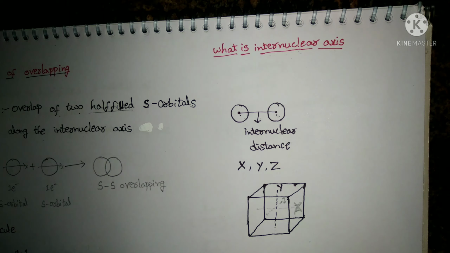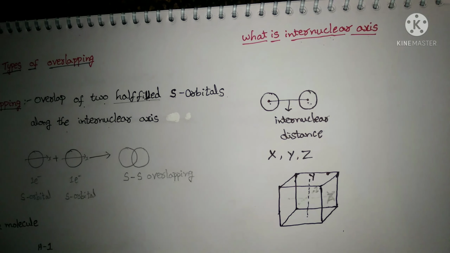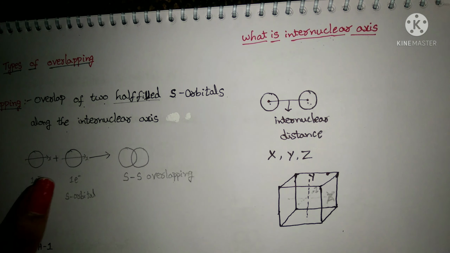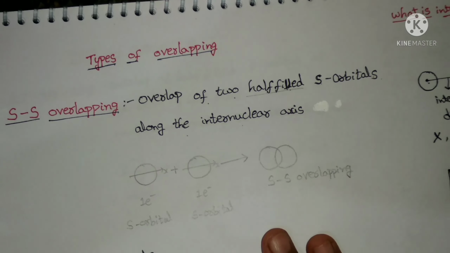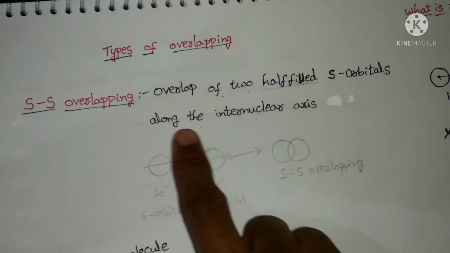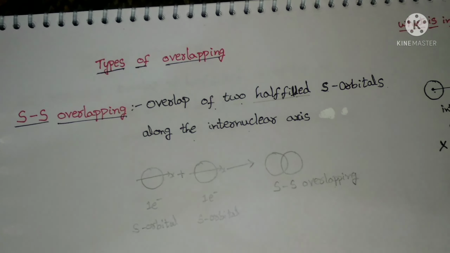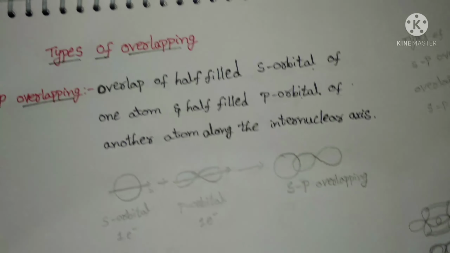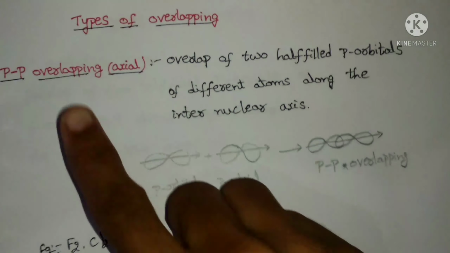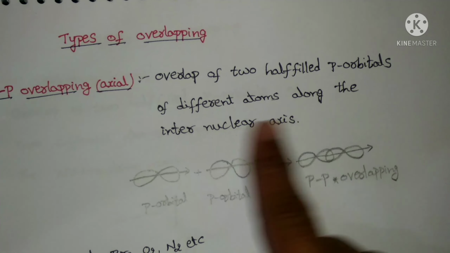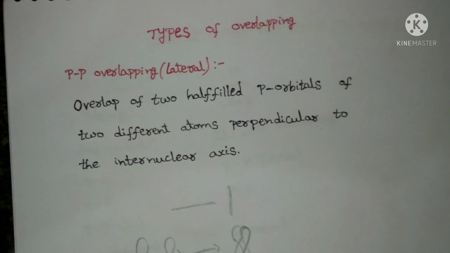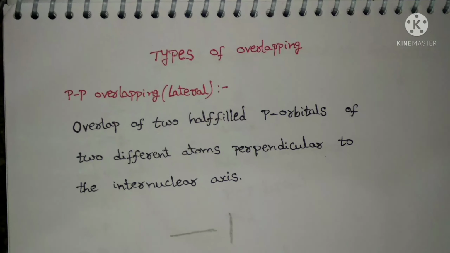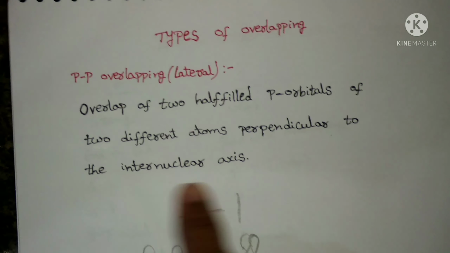In previous videos we explained a few topics: s-s overlapping, s-p overlapping, p-p axial overlapping, and p-p lateral overlapping. Now see here, in s-s overlapping, I have mentioned along the internuclear axis. Similarly, for s-p overlapping, along the internuclear axis. Next, in p-p axial overlapping, here also along the internuclear axis. But if you observe p-p lateral overlapping, I have not mentioned along the internuclear axis. Here it is perpendicular to the internuclear axis.